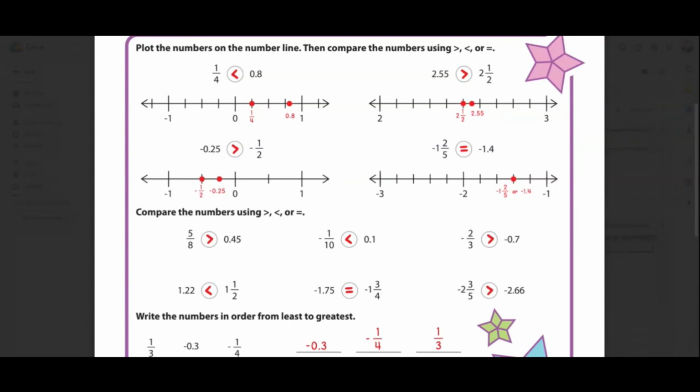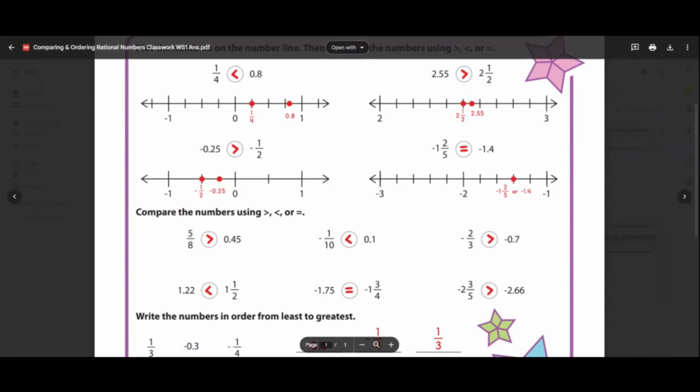The same thing happens down here with negative 0.25 and negative 1/2. Negative 1/2 is right here in the middle between negative 1 and 0. Negative 0.25 is a fourth because this is 0.5, so it's halfway between the 1/2 and the 0. So again, with these the units are not necessarily divided in the same way. Up here, the chunks are divided into fourths, but 0.8 is fifths.